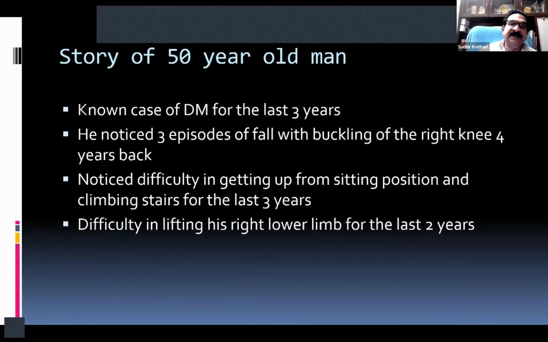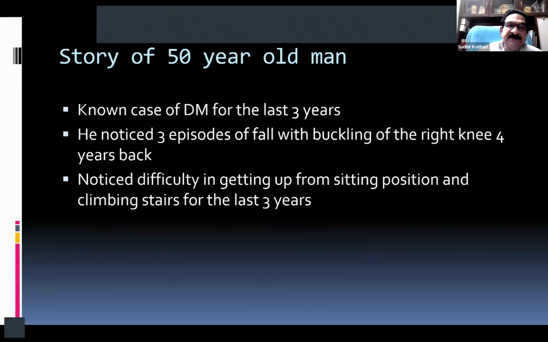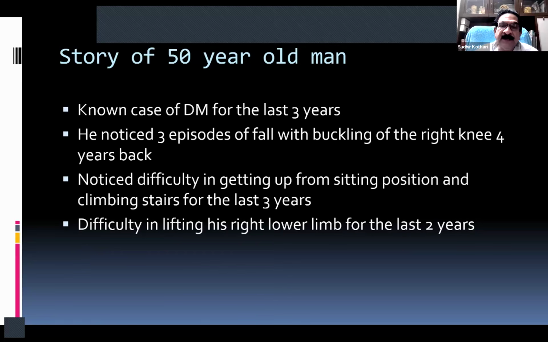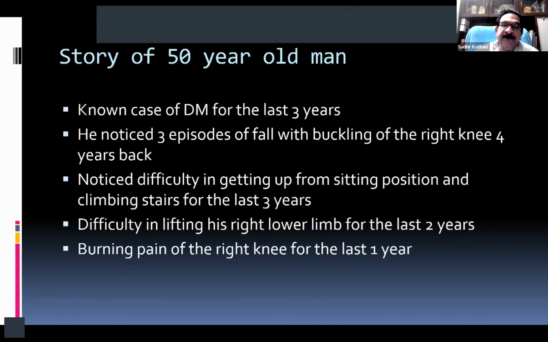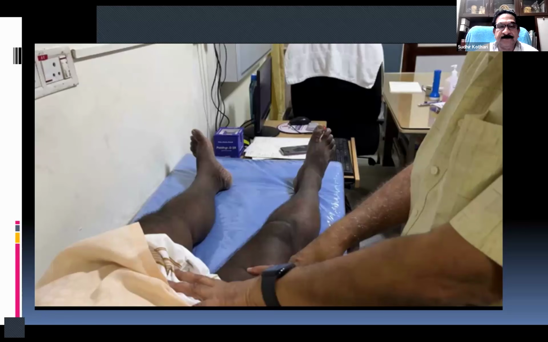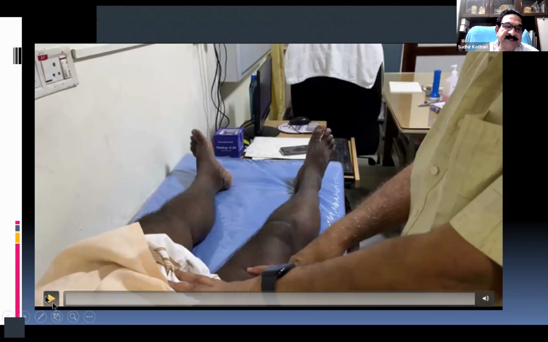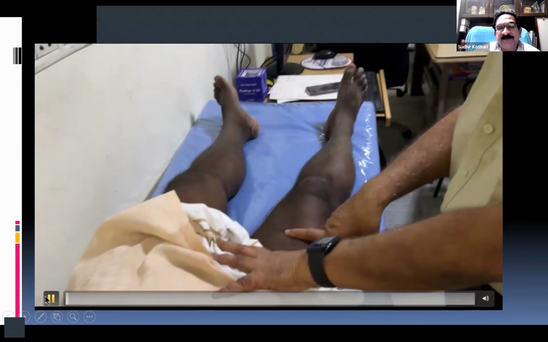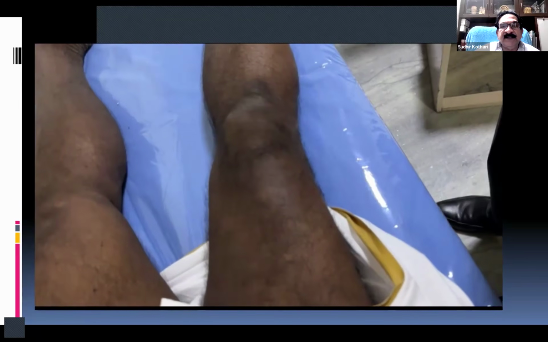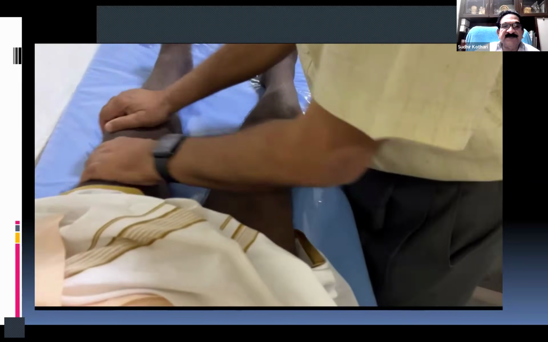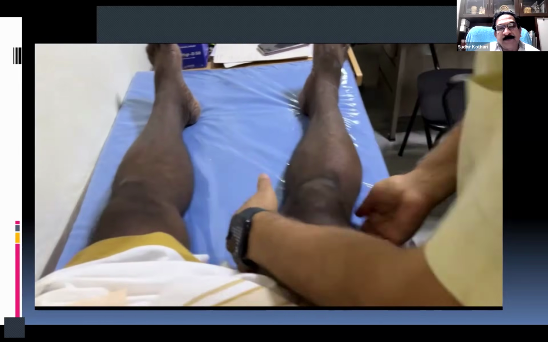So I'll show the findings once again. Diabetes, 3 episodes of fall with buckling of the right knee 4 years back. Difficulty getting up from sitting position and climbing stairs for the last 3 years. Difficulty in lifting his right lower limb for the last 2 years. Burning pain of the right knee for the last 1 year. So go to the examination. Just note wasting of the right thigh compared to the left. See the wasting of the right thigh. Quadriceps is wasted. Tone is normal.